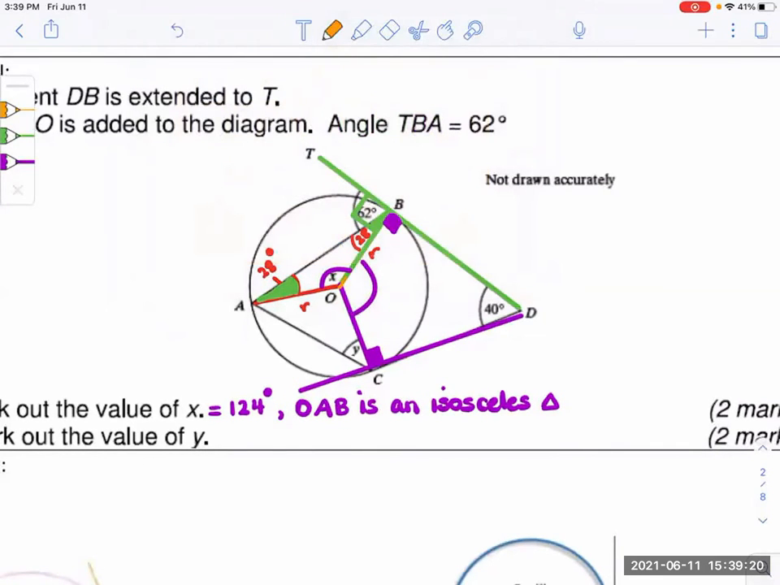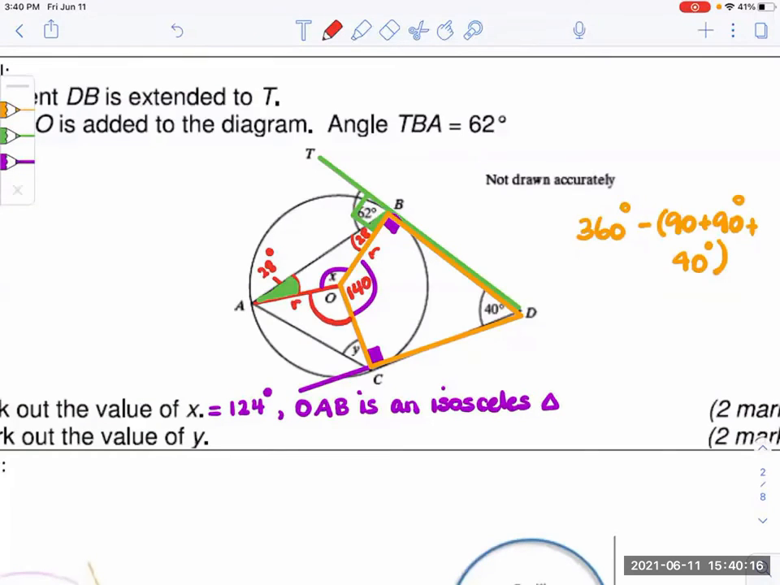Let me redraw the quadrilateral. This is the quadrilateral here. The sum of angles in a quadrilateral is 360. So here would be 360 minus 90, minus 90, minus 40. What answer did you all get? 140, miss. You got 140. Yes. So the angles in a circle, or the angles at a point, add up to 360.